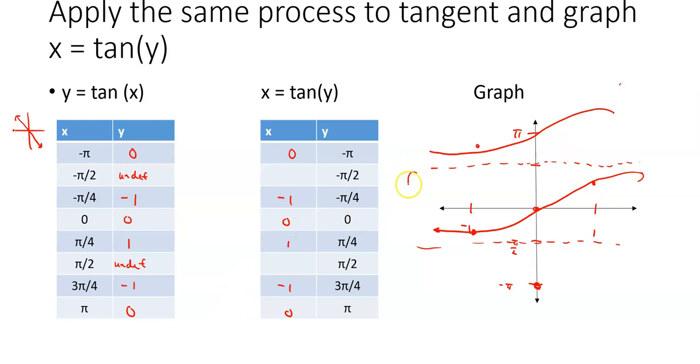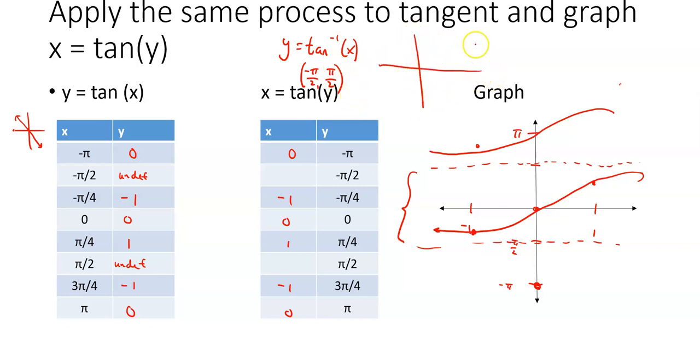Just take the one in the middle. So we'll use that for our restricted domain for inverse tangent. So if I have y equals the inverse tangent of x, I'm going to have to restrict my domain to not include the endpoints. So don't include negative pi over 2, don't include pi over 2, but include everything else.